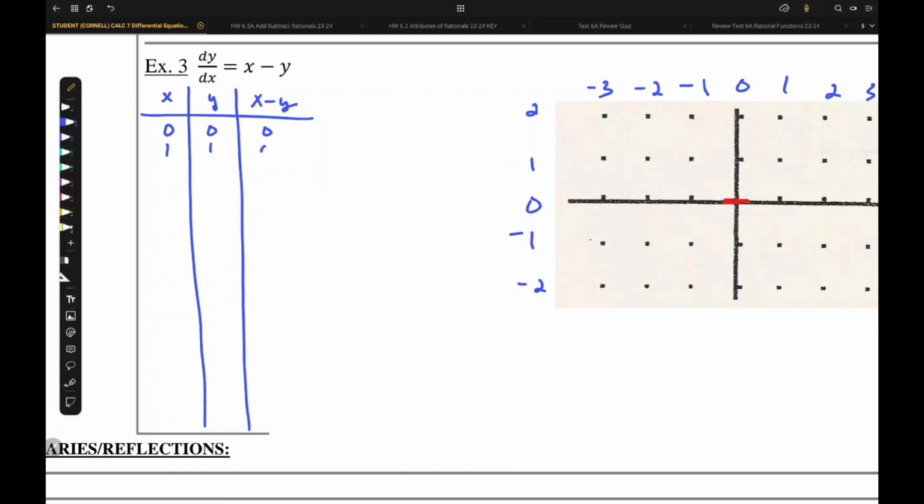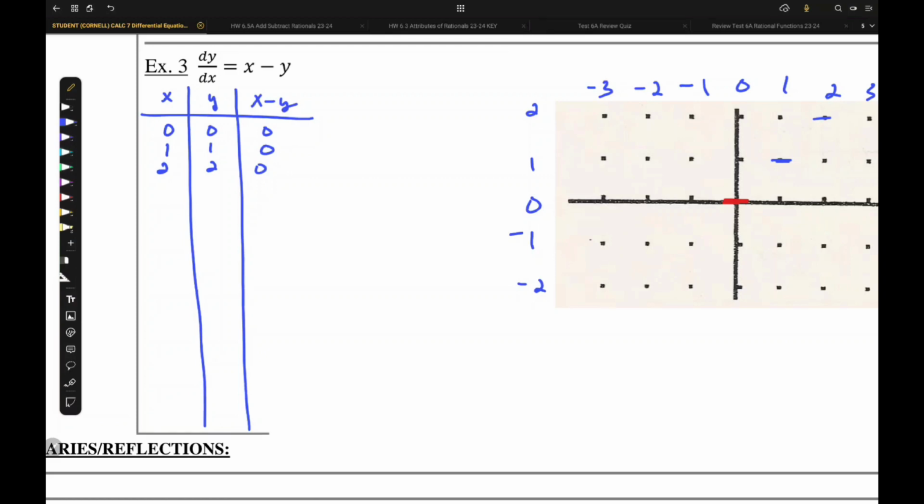And so we get 1 minus 1, that's 0. So my point 1, 1 is also 0. And we could just kind of keep going through there, right? We could do the point 2, 2, that's going to be 0. So we come over 1, 2, and up 2, that's 0.